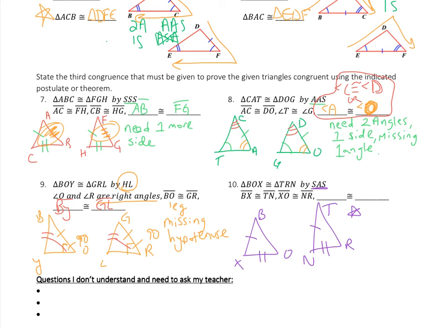Since you need two sides and one angle, you are missing one angle. Now the angle has to be between the two sides. When we look at our picture, the only angle that's going to be between our two sides is angle X and angle N, and that is our missing piece.